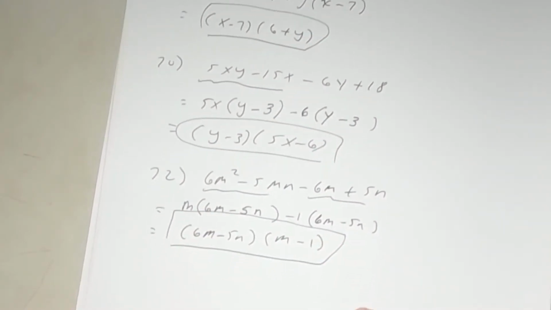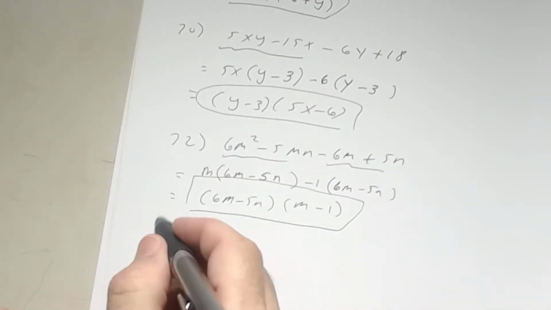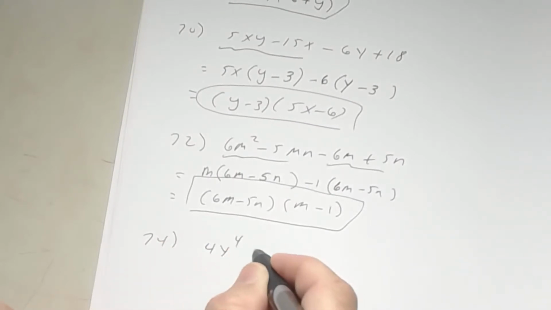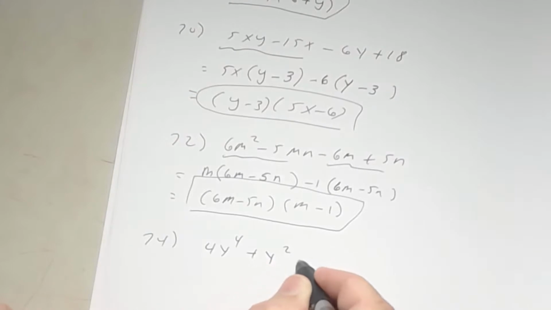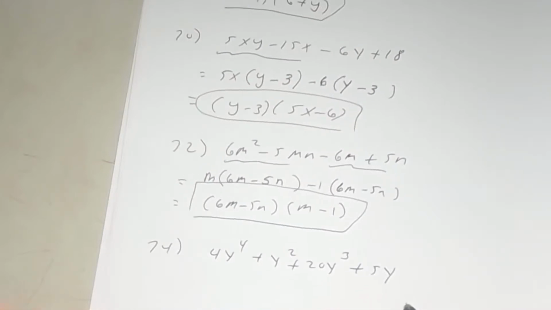All right, and then let's look at 74. You have 4y to the 4th plus y squared plus 20y cubed plus 5y.